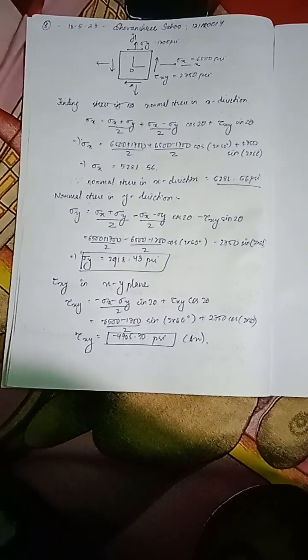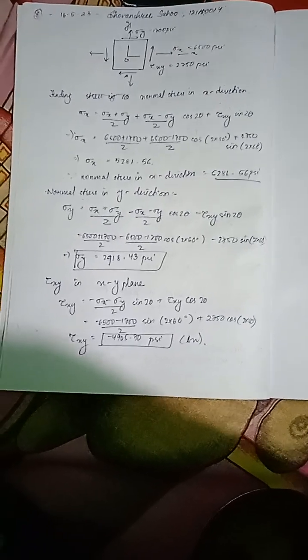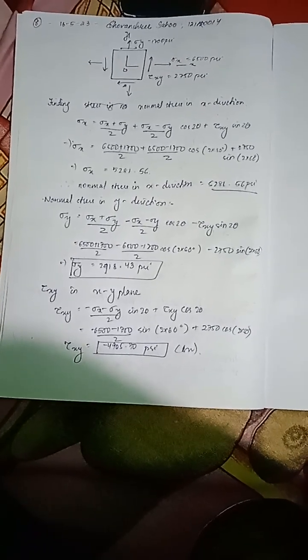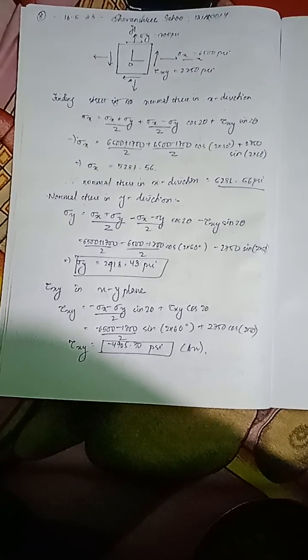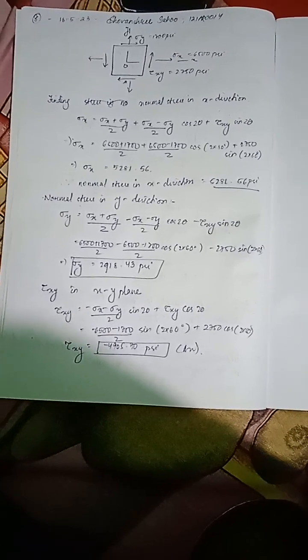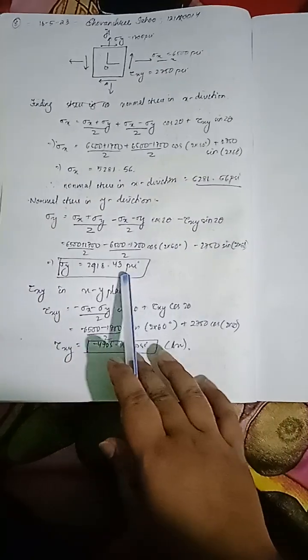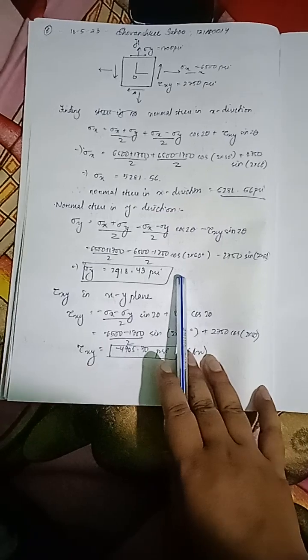Normal stress in y direction is sigma y1 is equal to (sigma x plus sigma y)/2 minus (sigma x minus sigma y)/2 cos 2 theta minus tau xy sin 2 theta. (6500 plus 1700)/2 minus (6500 minus 1700)/2 cos 2 into 60 degrees minus 2750 sin 2 into 60 degrees, which gives us sigma y1 is equal to 2918.43 pounds per square inch.